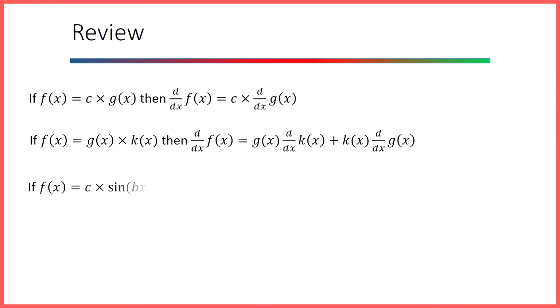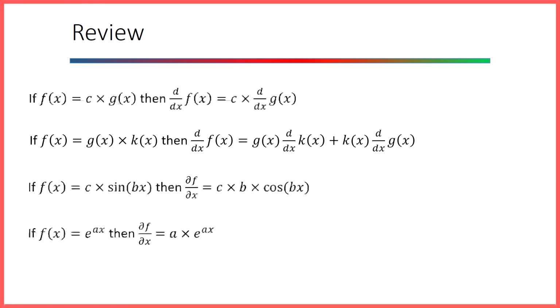Then, we learned that if our function is equal to a constant times the sine of some other constant times x, then the derivative is equal to the first constant times the second constant times the cosine of the second constant times x. And finally, we learned that the derivative of e raised to a power of some constant times x is equal to that constant times e raised to a power of that constant times x.